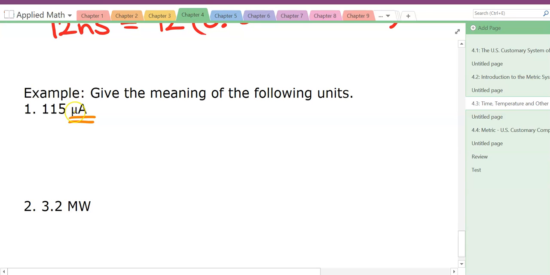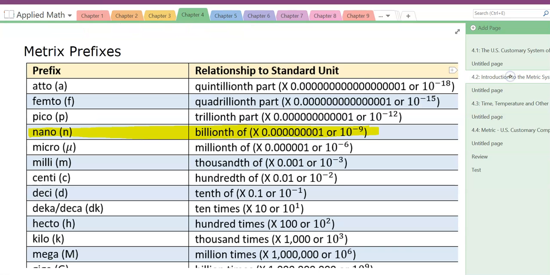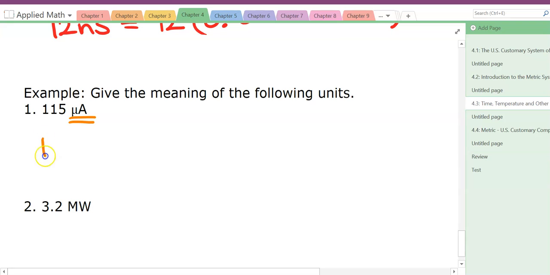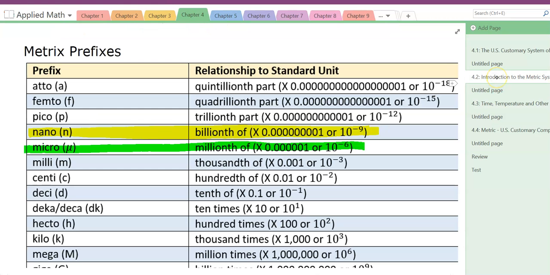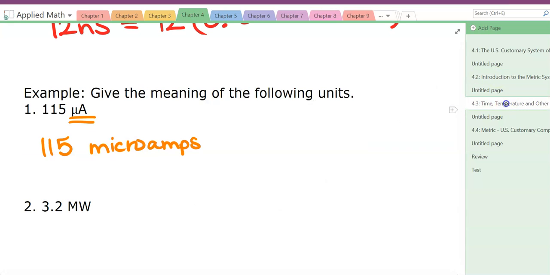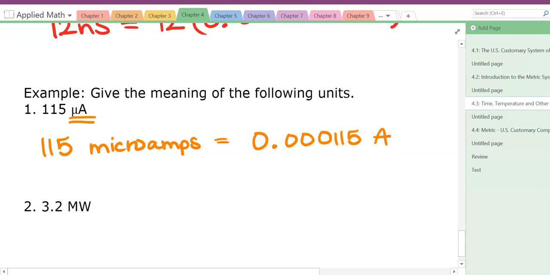Now this little symbol in front of that, if we come back to this chart, you might see it right here where I'm highlighting in green. It's a micro. So we're talking about a microamp here. So it's 115 microamps. And according to this chart, it's a millionth of that. So if I wanted to convert it, it would be 0.000115 amps. So it'd be that portion of an amp.